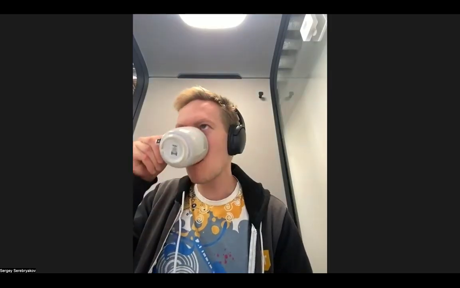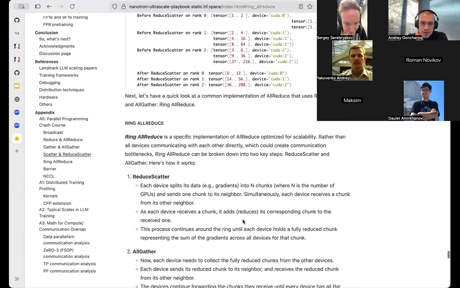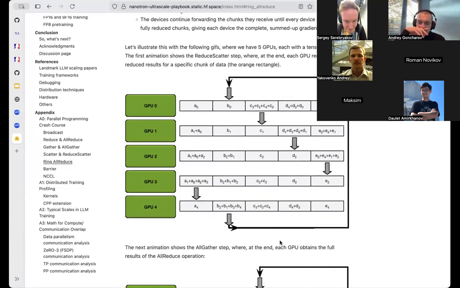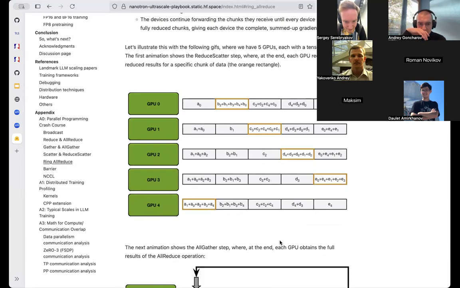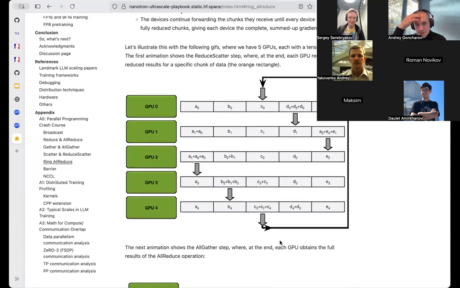I have a picture for it somewhere. Give me a moment. Inside of the book, in the appendix, they actually have a crash course. All right, I'm ready to share. So this is what they have for the ring all-reduce. We have an array or a tensor, doesn't really matter, right?